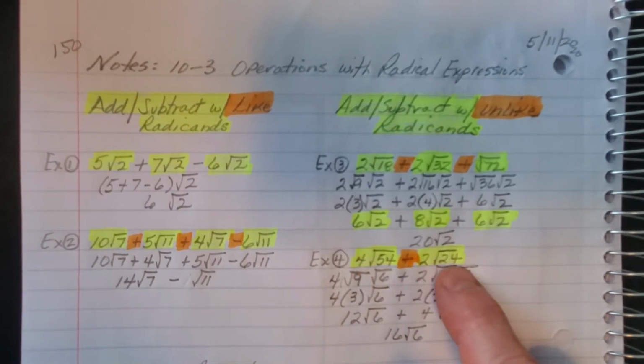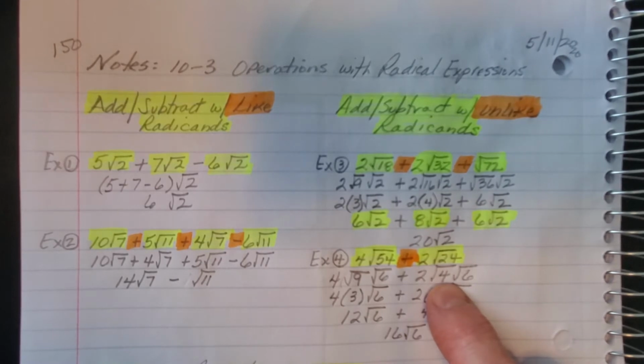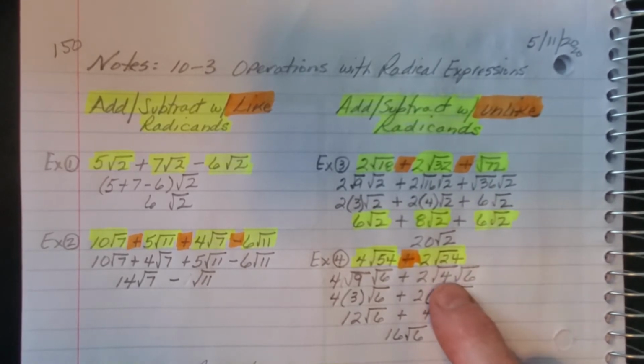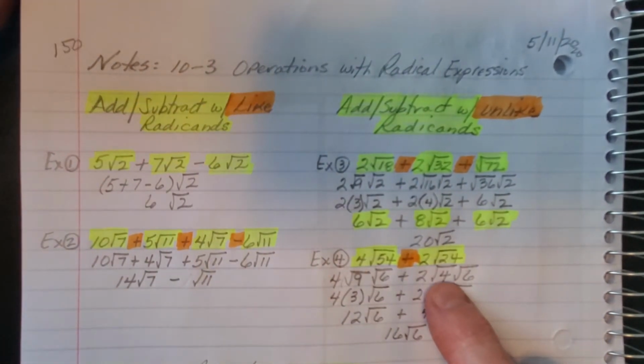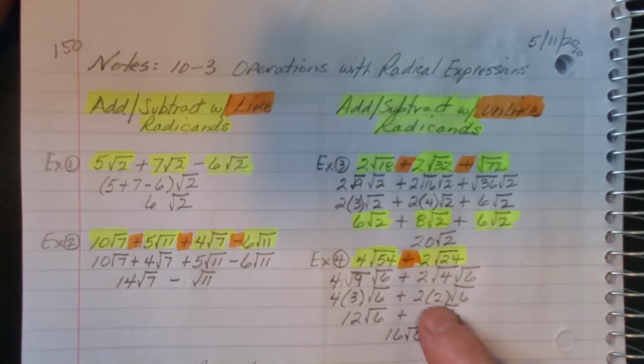Same thing with the square root of 24. Could be square root of 4 times square root of 6. Square root of 4 is the highest perfect square that will go into 24. So the square root of 4 is 2. So now you have 2 times 2 is 4. And you have 4 square roots of 6.